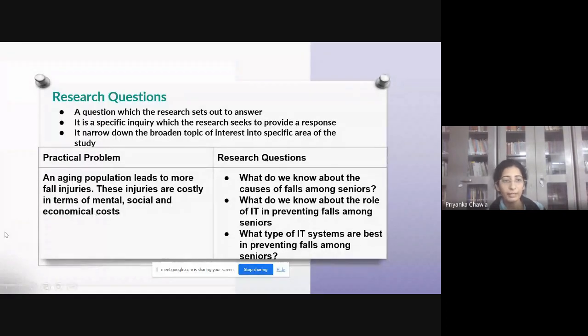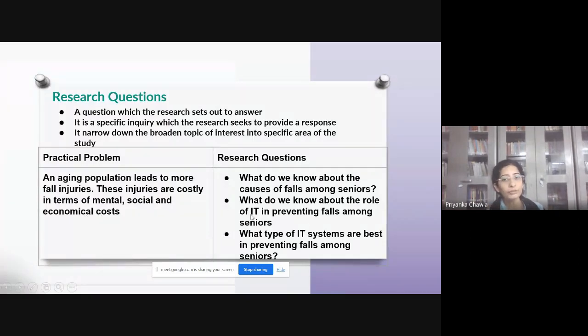For example, take a practical problem, an aging population. Suppose the practical problem is that an aging population leads to more fall injuries. These injuries are costly in terms of mental, social, and economic cost. There are some senior aged persons who generally fall and suffer injuries, and these injuries are very costly in terms of mental, social, and economic aspects.